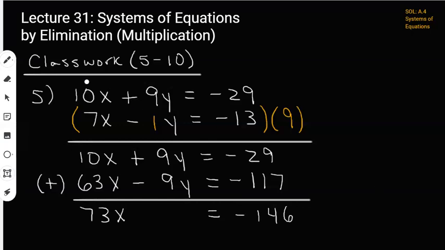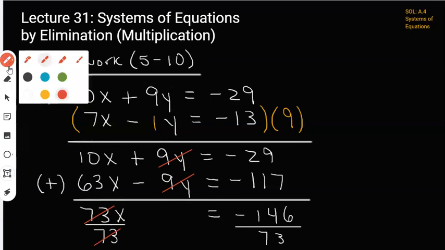Okay, so what we just did was we eliminated the y's. So I'm going to cross the y's out. And now the last thing that I need to do to get x by itself is to divide both sides by that 73. So we're going to divide both sides by 73. And I'm running out of room, so I'm going to do it on the right side. So the 73s are going to cancel out on the left side.